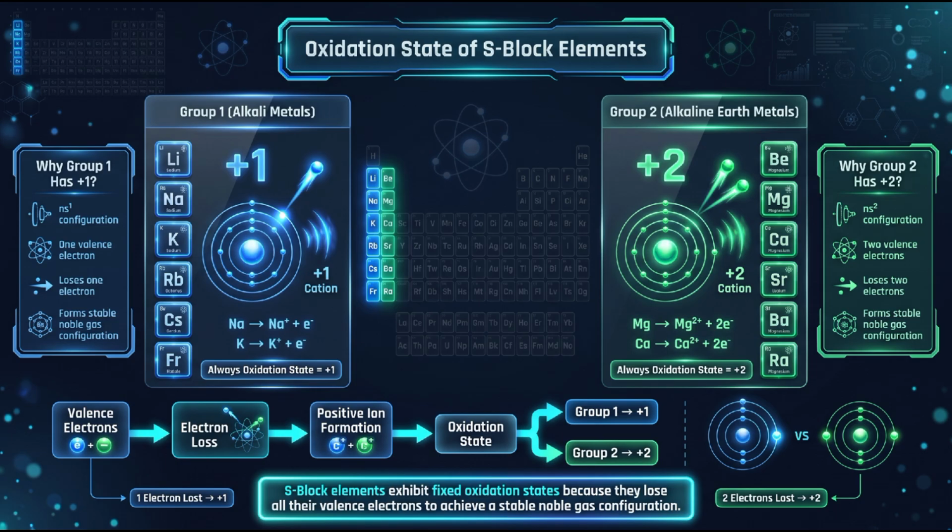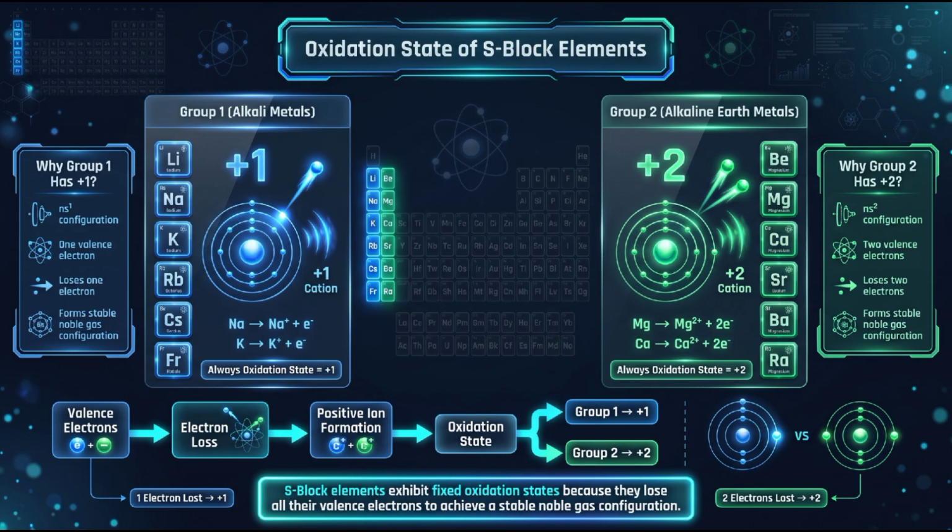The oxidation state of S-block elements is determined by the number of valence electrons they lose during chemical reactions. Group 1 alkali metals possess the general electronic configuration ns1, lose one valence electron, form M+ ions, and therefore always exhibit an oxidation state of +1. Group 2 alkaline earth metals possess the general electronic configuration ns2, lose two valence electrons, form M2+ ions, and therefore always exhibit an oxidation state of +2.